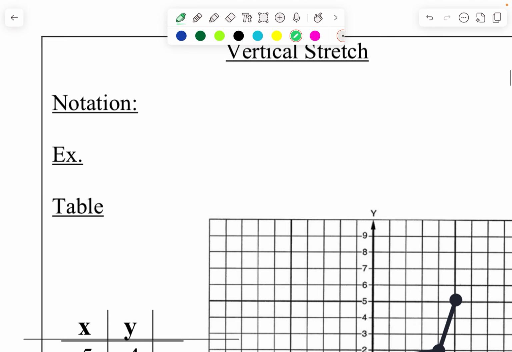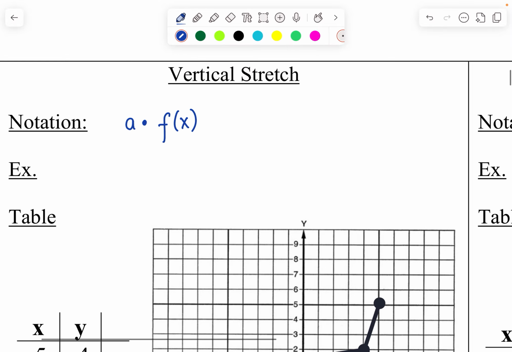Let's examine the notation. Once again, we are doing something to our parent function, our parent notation. When we have a vertical stretch, this is when we are multiplying a number in front of our function, outside of the function. So we're going to call it a. The notation is a times your f of x parent function, where a is greater than 1. A has to be bigger than 1 for it to be a stretch. So our example here is 2 times f of x.